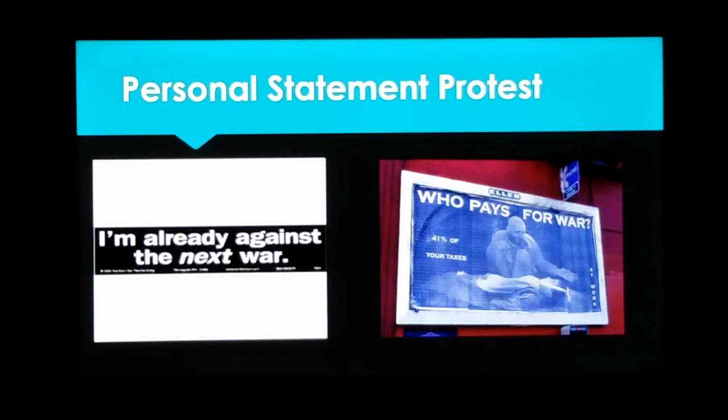Got a bumper sticker here that says, I'm already against the next war. On the right, who pays for war? It says 41% of your taxes at work. All kind of depends on how you evaluate that stuff, but about 27 cents of every dollar goes towards the military or the Defense Department, which you would easily be able to say applies to the wars we're prosecuting in various different countries at this moment.